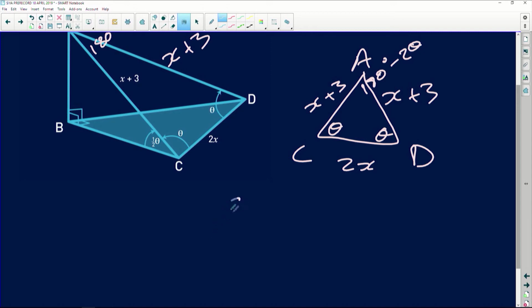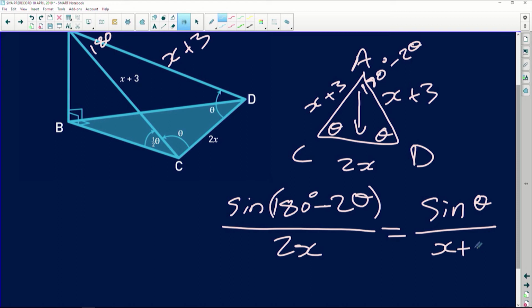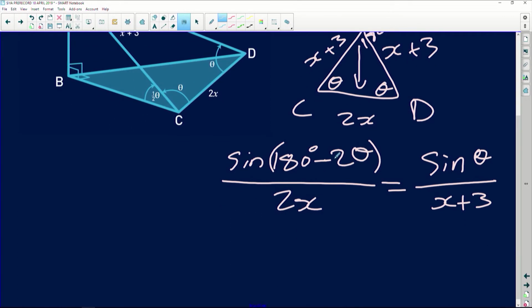So this is going to give me sine of 180 degrees minus 2 theta, all divided by the opposite side. Remember, the opposite side to this will be that one. So this is 2x is equal to sine of theta divided by, you can choose any because they are equal, then it will be x plus 3. Remember to simplify this one. If you simplify it, 180 degrees is in the second quadrant, where the sine is positive.